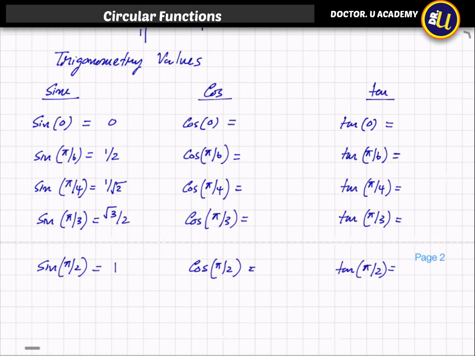So when it comes to cos, it would be the other way around: 1, square root 3 divided by 2, 1 divided by square root 2, half, and 0. Now what about tan? Tan 0 is 0. Tan 30 would be 1 divided by square root 3. Tan 45 is going to be 1. Tan 60 would be square root 3. Tan 90 would be undefined.